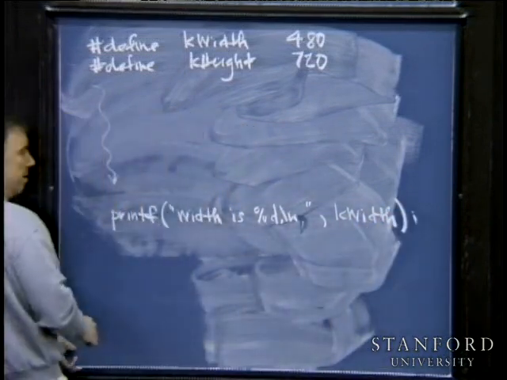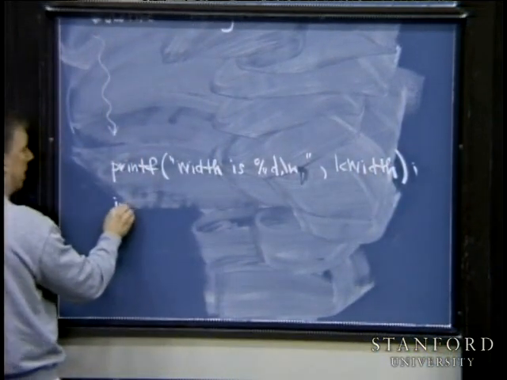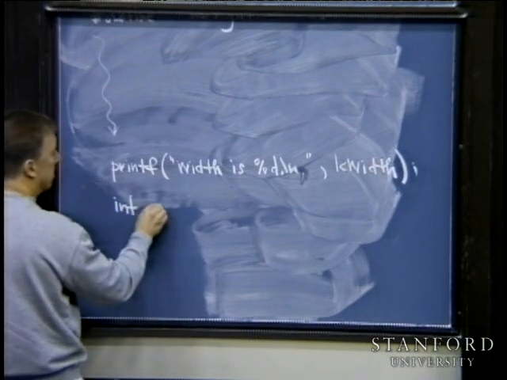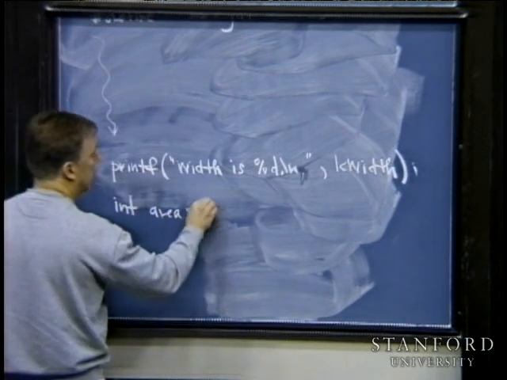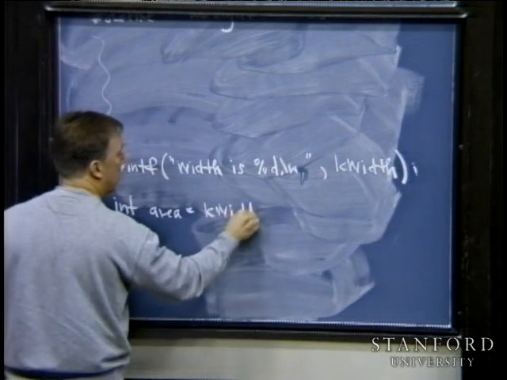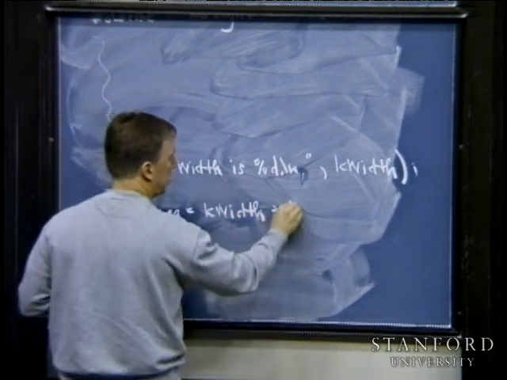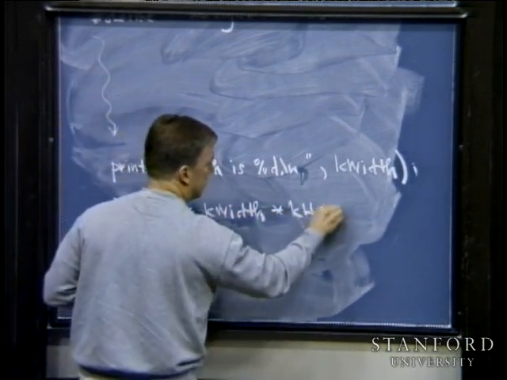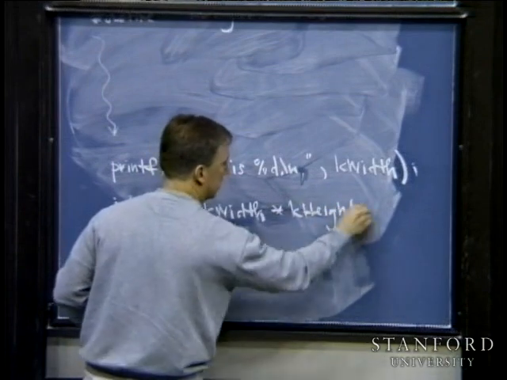Maybe a more meaningful thing might be something like int area is equal to kWidth times kHeight. And it exists in your code somewhere.